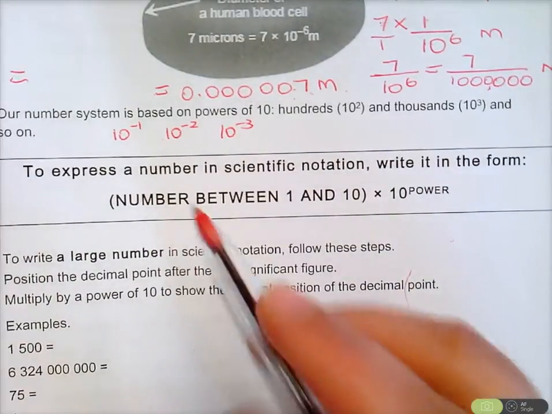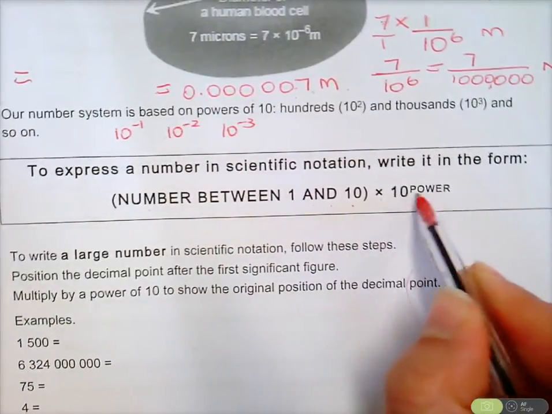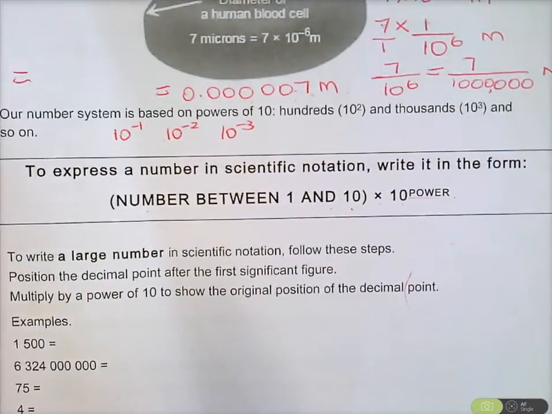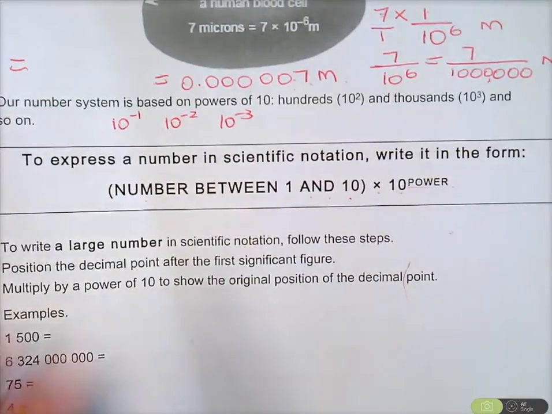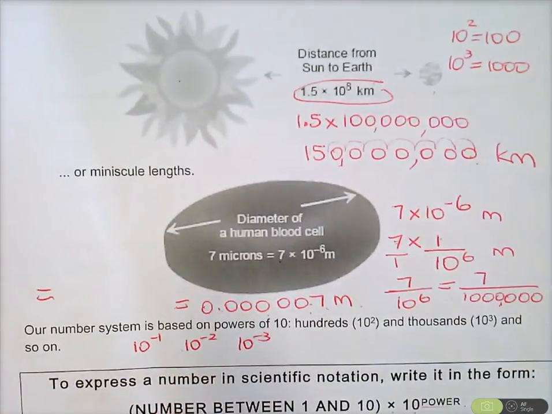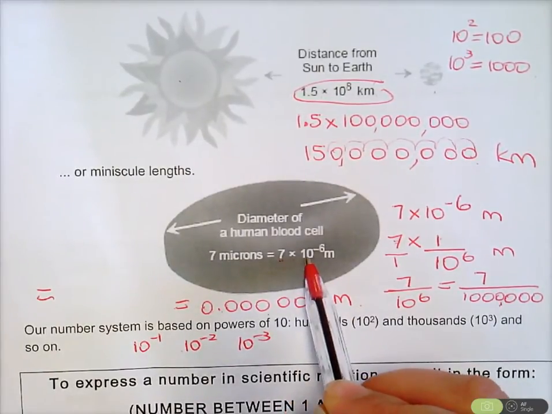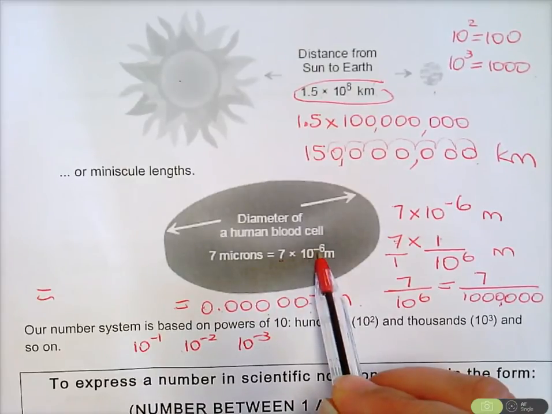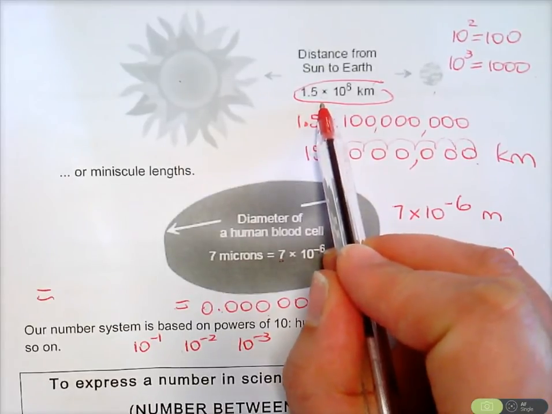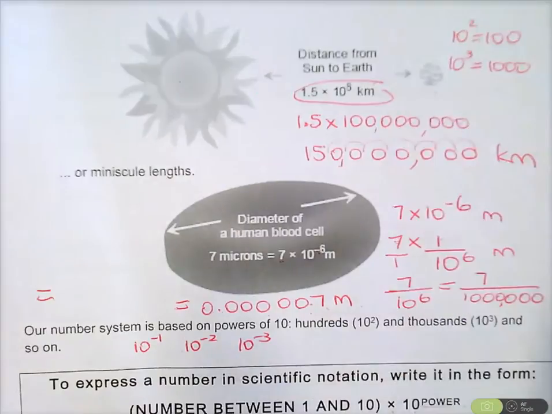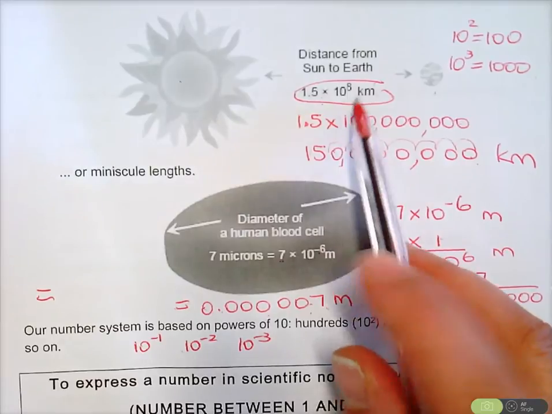It has to be, and you need to listen very carefully, a number between 1 and 10 times 10 to some power. All right, so it has to be a number between 1 and 10 times 10 to some sort of power. Let's look at the two examples up here. Look, 7, is that between 1 and 10? Times 10 to a power. Sometimes the power is negative, sometimes it's positive. Here, 1.5, does that lie between 1 and 10? Yeah, times 10 to a power. I don't want to see 15 times 10 to the power of something or 0.1 times 10 to the something.